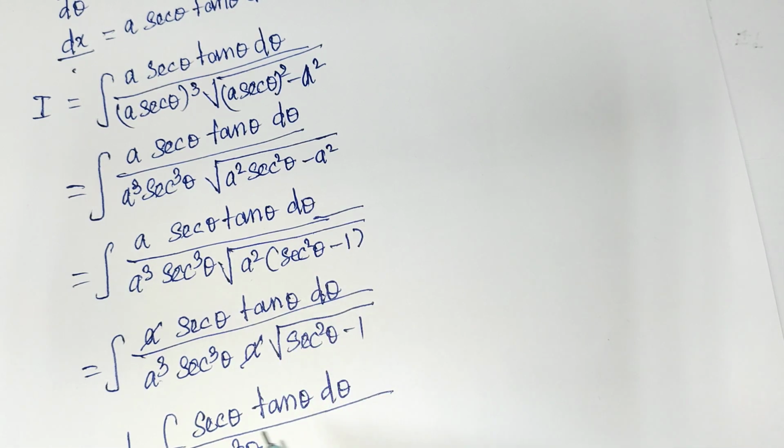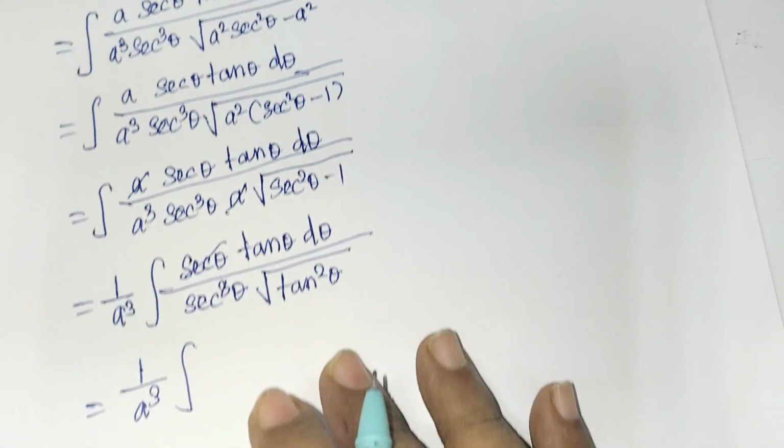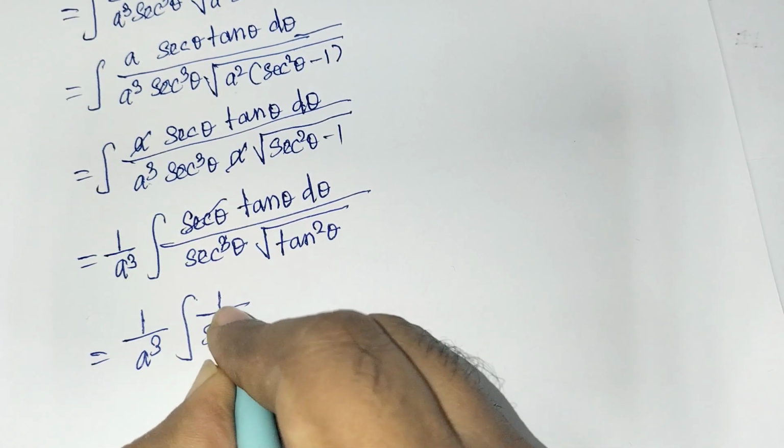Square root of secant square theta minus 1; I will write square root of secant square theta minus 1 as tan square theta. So 1 by a cube, this one I will write secant theta divided by secant cube theta. I will cancel one term from this, and I will get integral of 1 divided by secant square theta.